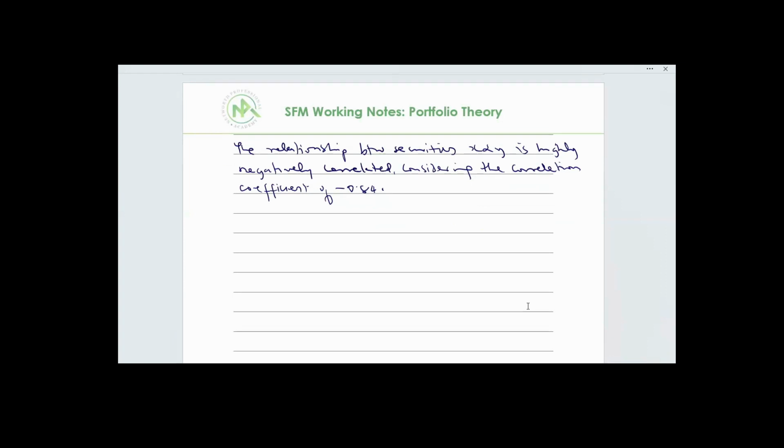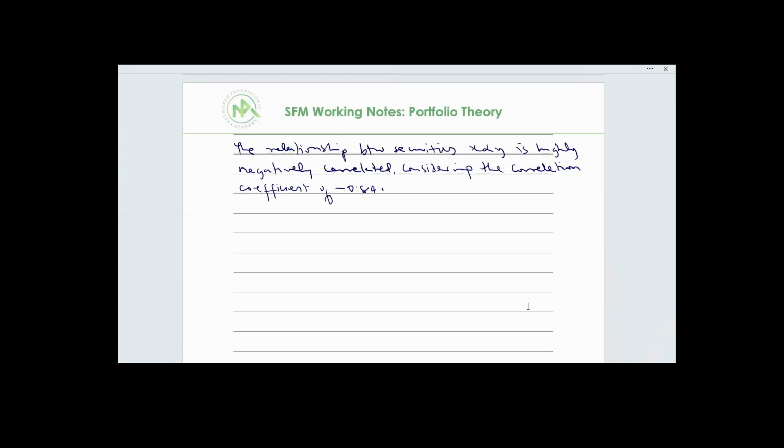If your correlation coefficient calculated is less than 0.5, you can say the relationship between the securities is lowly positively or negatively correlated. If it is above 50%, you will say that the relationship between the securities is highly positively or negatively correlated. If the correlation coefficient is perfect positive one or perfect negative one, then you say the relationship between the two securities is perfectly positively or negatively correlated. So that is the way you are going to interpret your correlation coefficients.